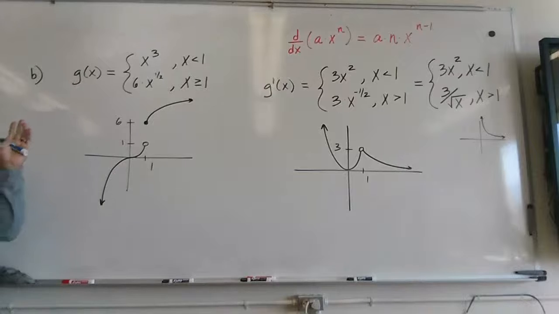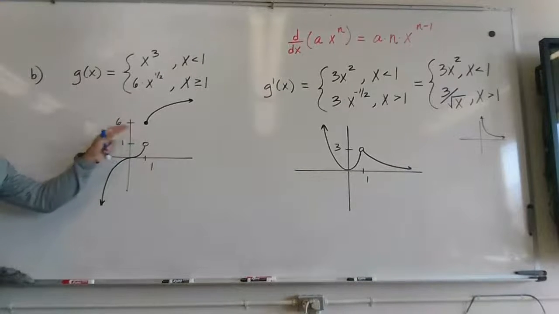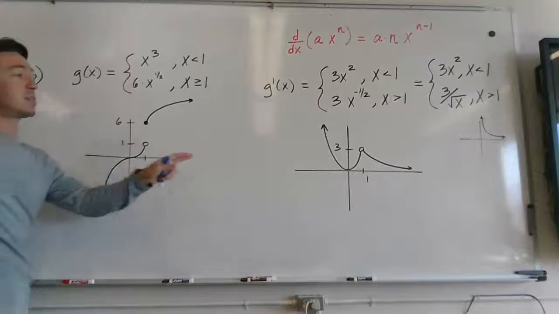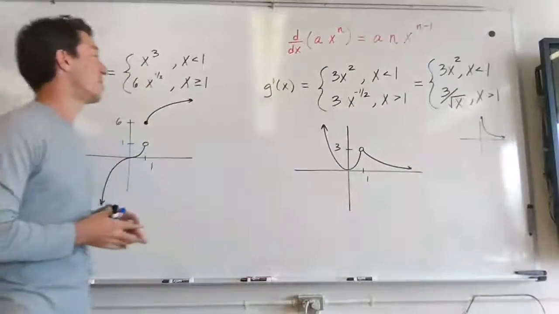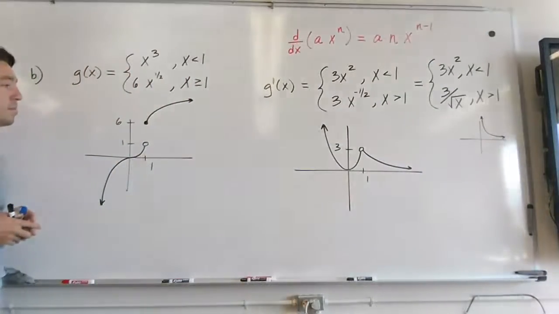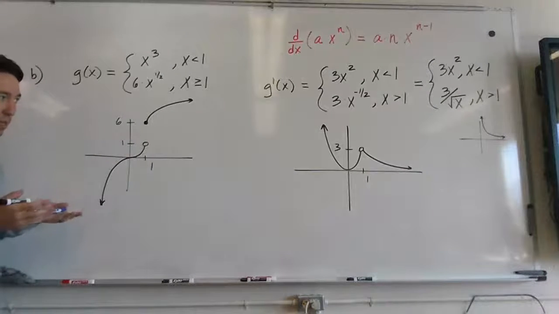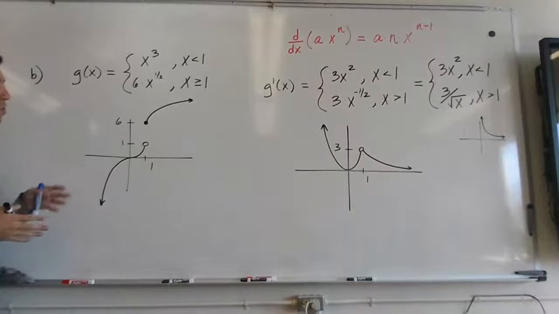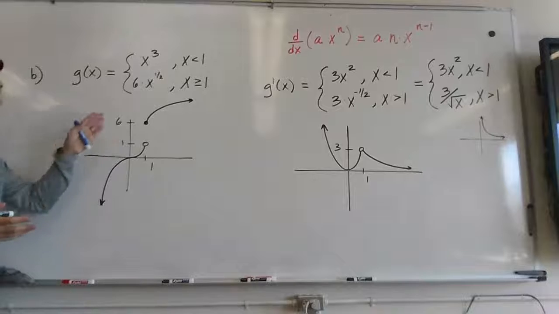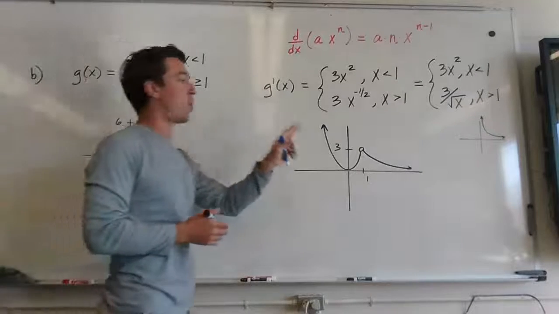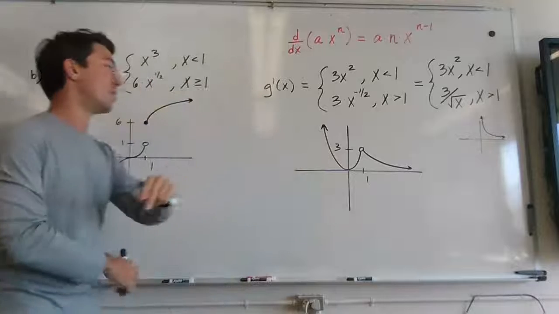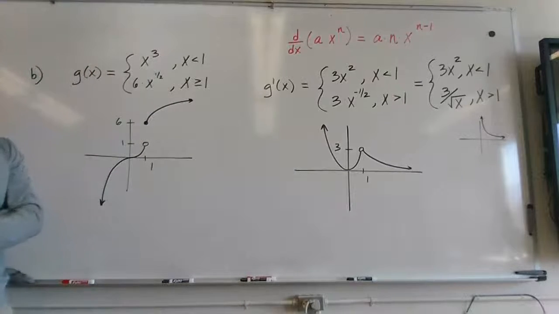The question is, how come this jump? Well, let me clarify something. Will a jump always lead to a hole? The answer, of course, is no. No, it won't. But in this particular case, it just happened to be the case. So the question is, why does this particular function's jump end up giving us a hole on this graph?